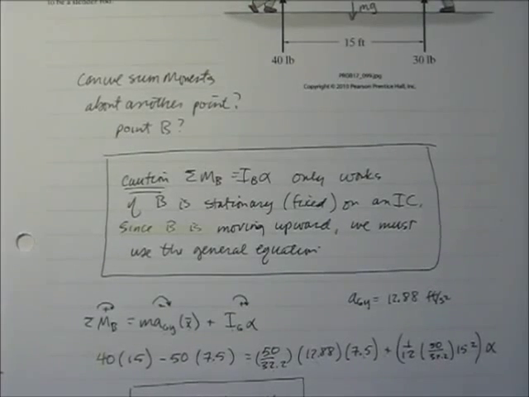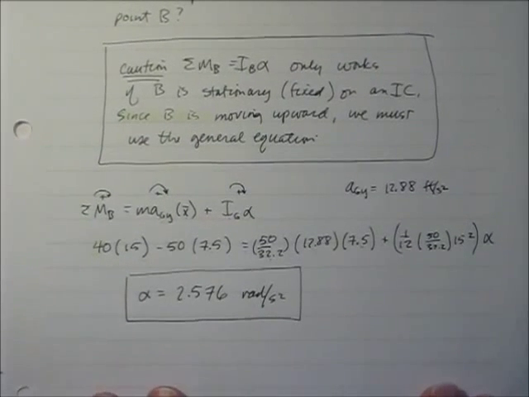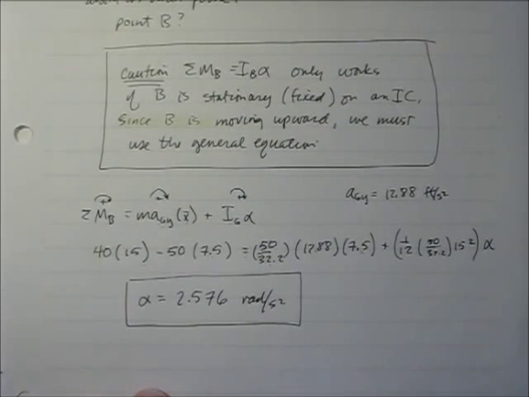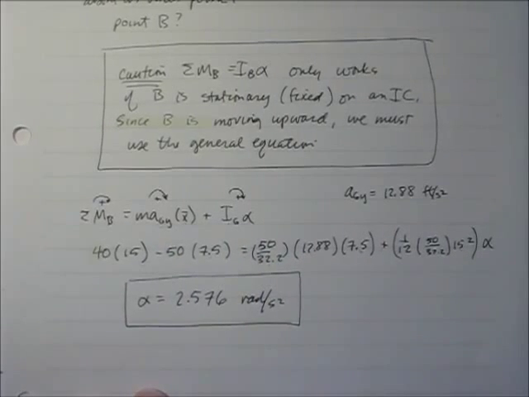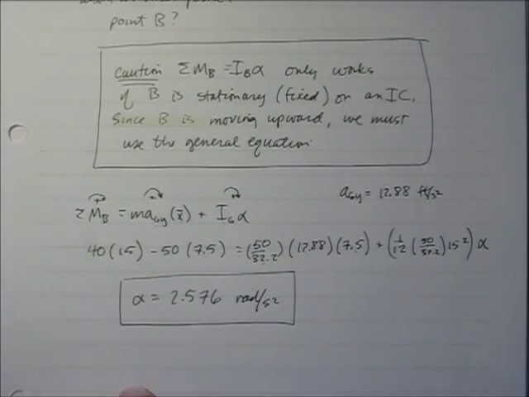So I get the same answer, obviously. Alpha is equal to 2.576 radians per second squared. I get the same answer, which is what we want, a little different way. If I had done this way first, I guess it's about the same amount of work. I was going to say this may be a little bit longer. It has one more term in it, but whatever way that you want to do the problem is just fine because they all get the same answer.